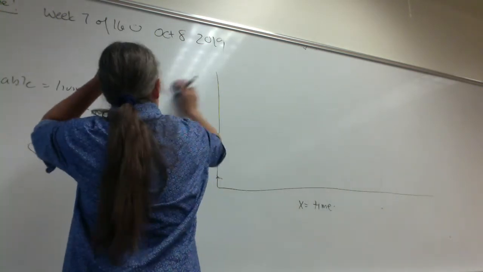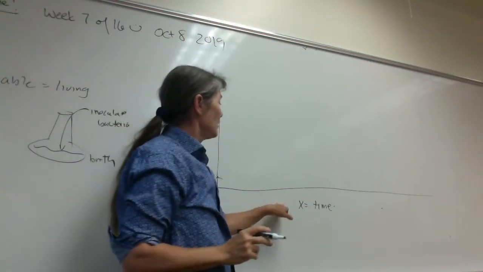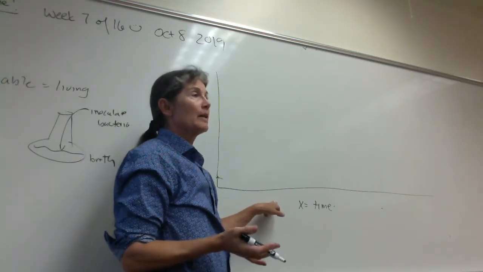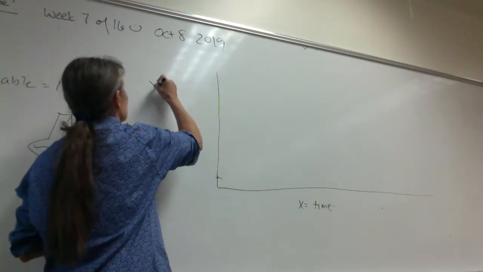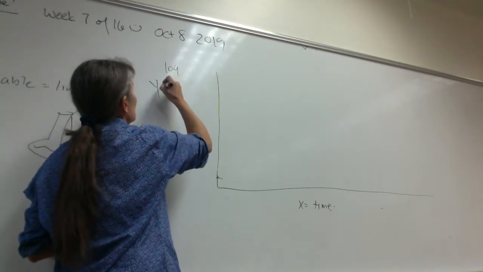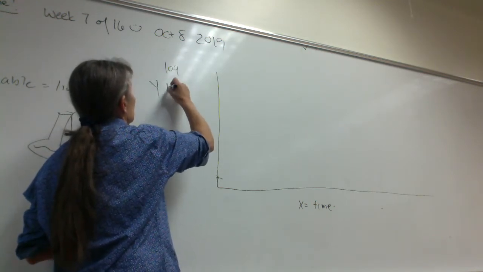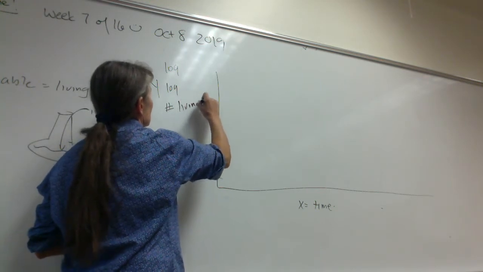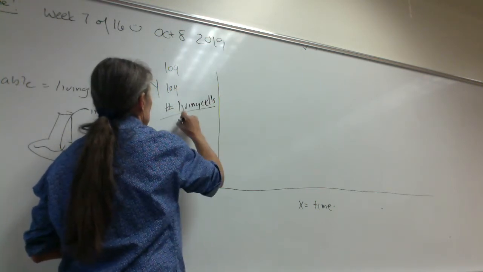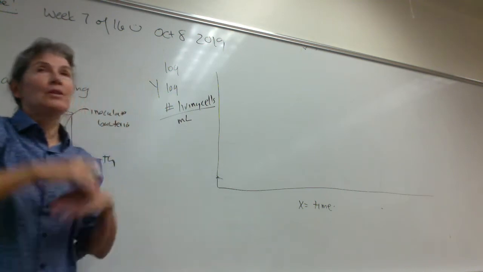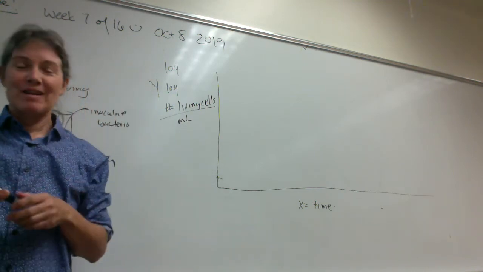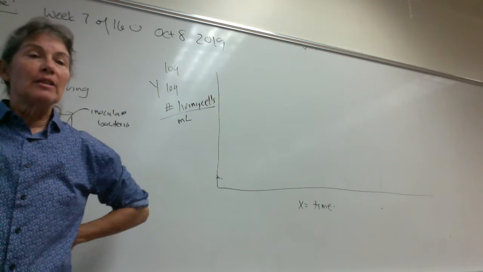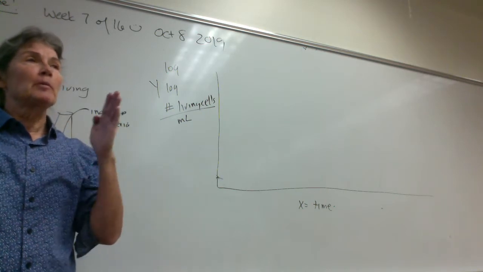So here on semi-log paper, the x-axis is still an arithmetic scale, but the y-axis is a log scale. So y is the log of the number of living cells per mil, right? And so this means you can use just a regular piece of graph paper. And in doing this experiment, folks, again, we want to remember it's in the lab.